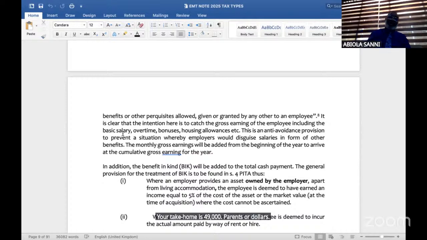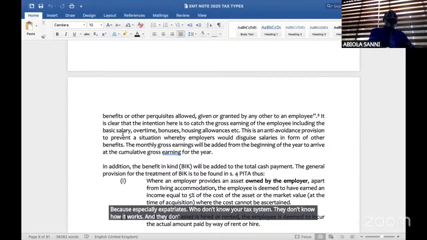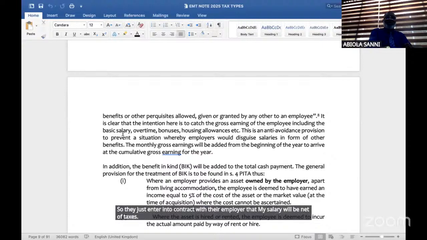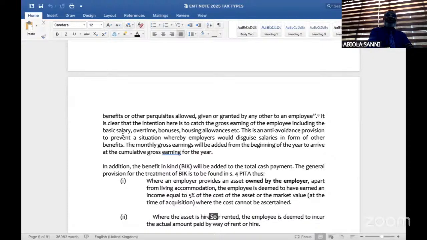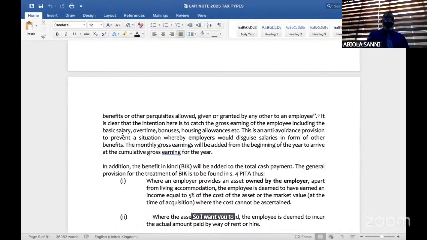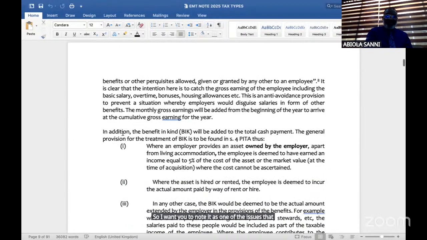So because of this realization, some people contract to collect net of taxes. Especially expatriates who don't know your tax system, they don't know how it works, and they don't want to have any problem. So they just enter into a contract with their employer that, look, my salary will be net of taxes. So that brings up the issue, whether that agreement is not contrary to public policy. I want you to note it as one of the issues that we will come to.